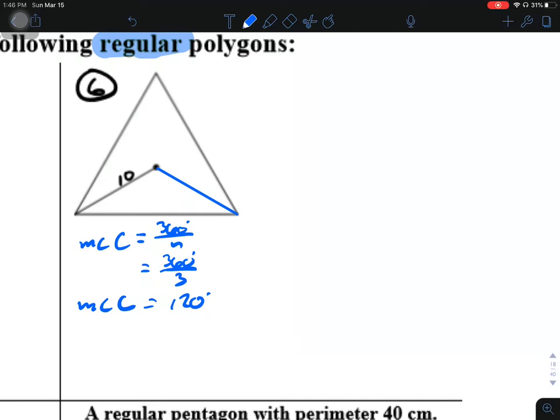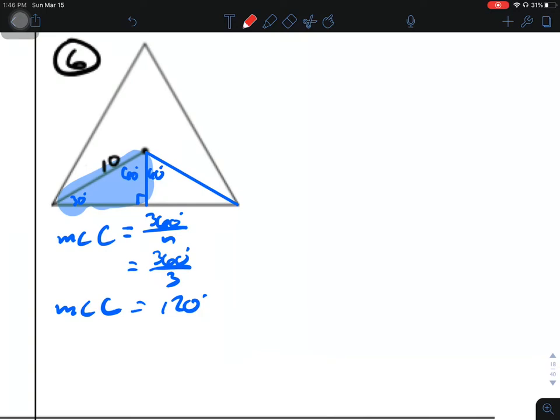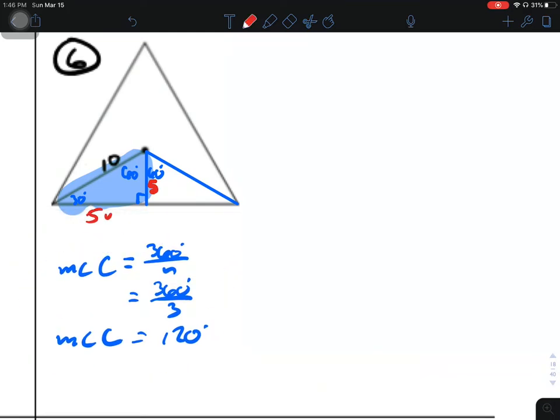Remember, when you draw the apothem, it cuts that central angle in half. So 1/2 of 120 makes this 60. Hey, special right triangle. Imagine that. If opposite 90 is 10, the short leg is 1/2 of that, which is 5. Our apothem's 5. If the short leg is 5, the long leg is 5 square roots of 3.